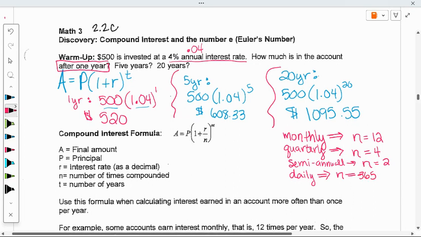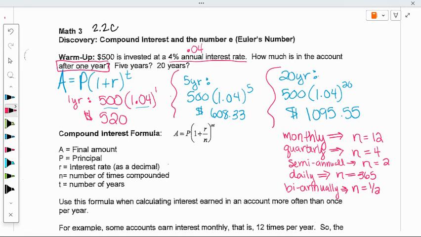If something was compounded biannually, that's what you were talking about, Josh, that means that your number of compounding periods would be 1/2, because it's how many times does it happen each year? It happens every 2 years. That's why it's 1/2.